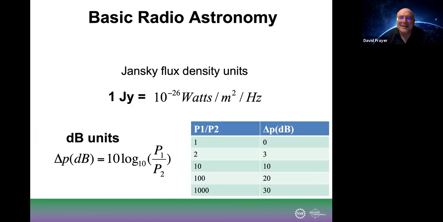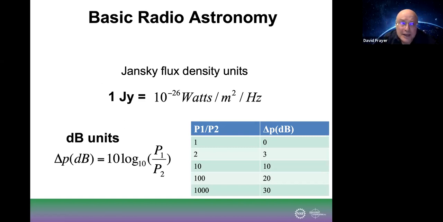Okay, basic radio astronomy. We use units of Jansky. He was sort of one of the founders of radio astronomy, and it's a very small unit of power, or flux density, I should say. It's 10 to the minus 26 watts per meter squared per hertz. So 10 to the minus 26 is very small. Think about your light bulbs that are 100 watts. Here we're talking 10 to the minus 26 of a watt.